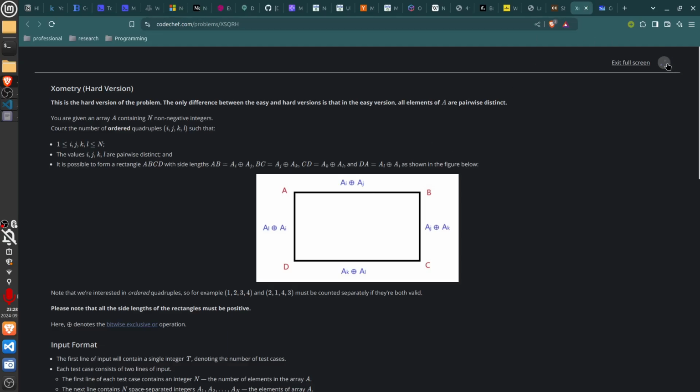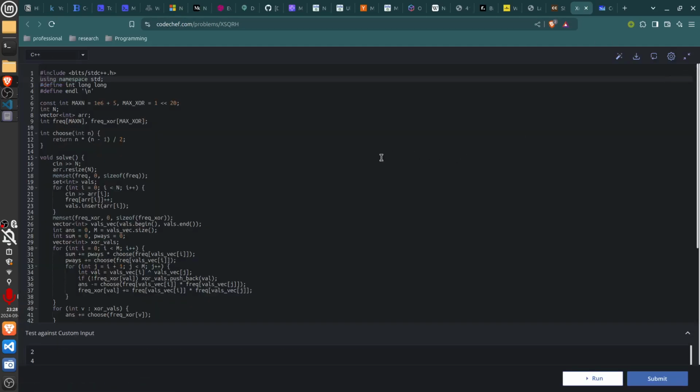So if we look at the code here, you can see, again, we do the max XOR max in. So here I have 2 frequency arrays, one that will keep the frequency or the count for each particular element, and then this will keep the frequency of the XOR values.